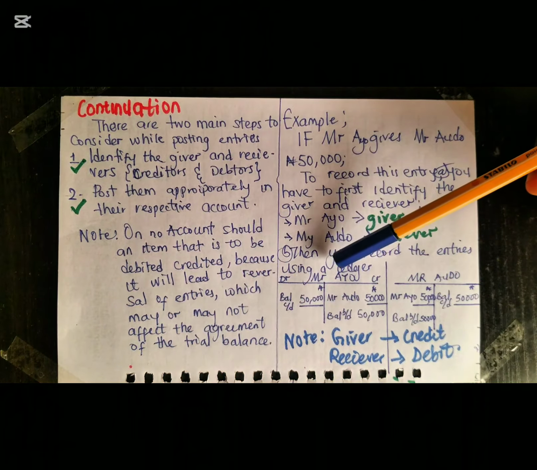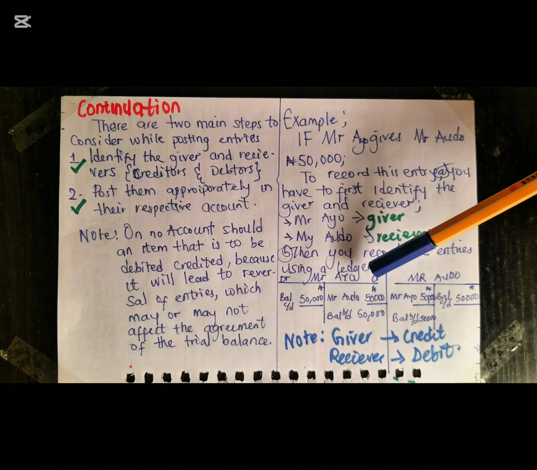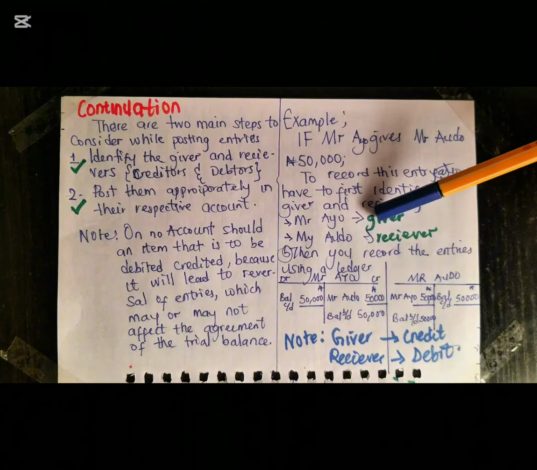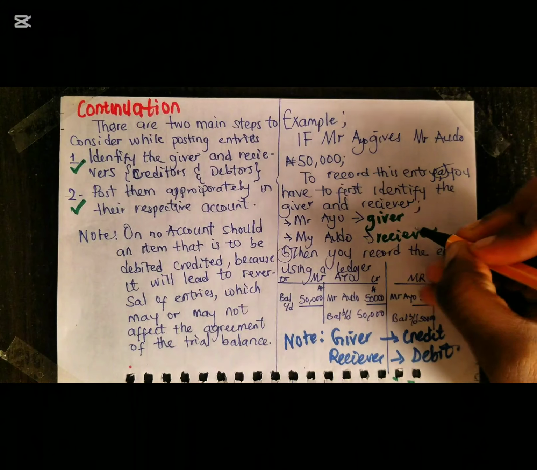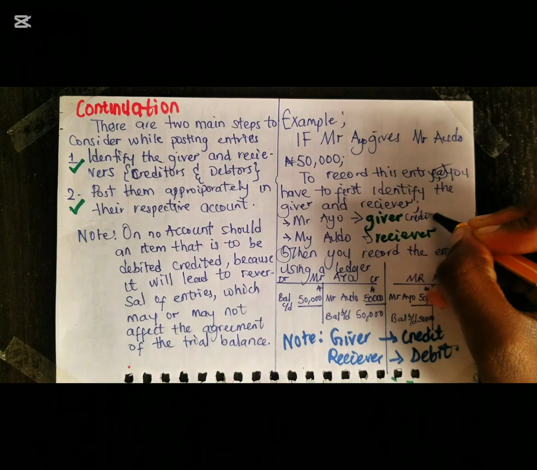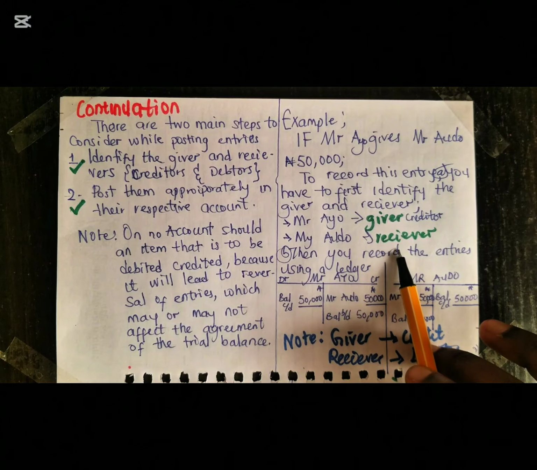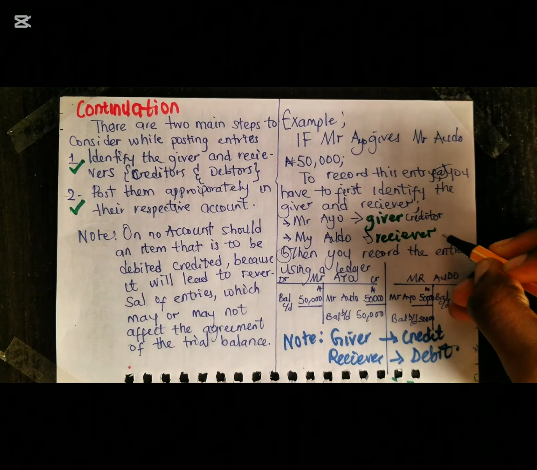Now B is to record the entries using a ledger, appropriately. We already know that Mr. Ayo is the giver, so that means he's a creditor. And Mr. Aldo is receiving, so he's a debtor.